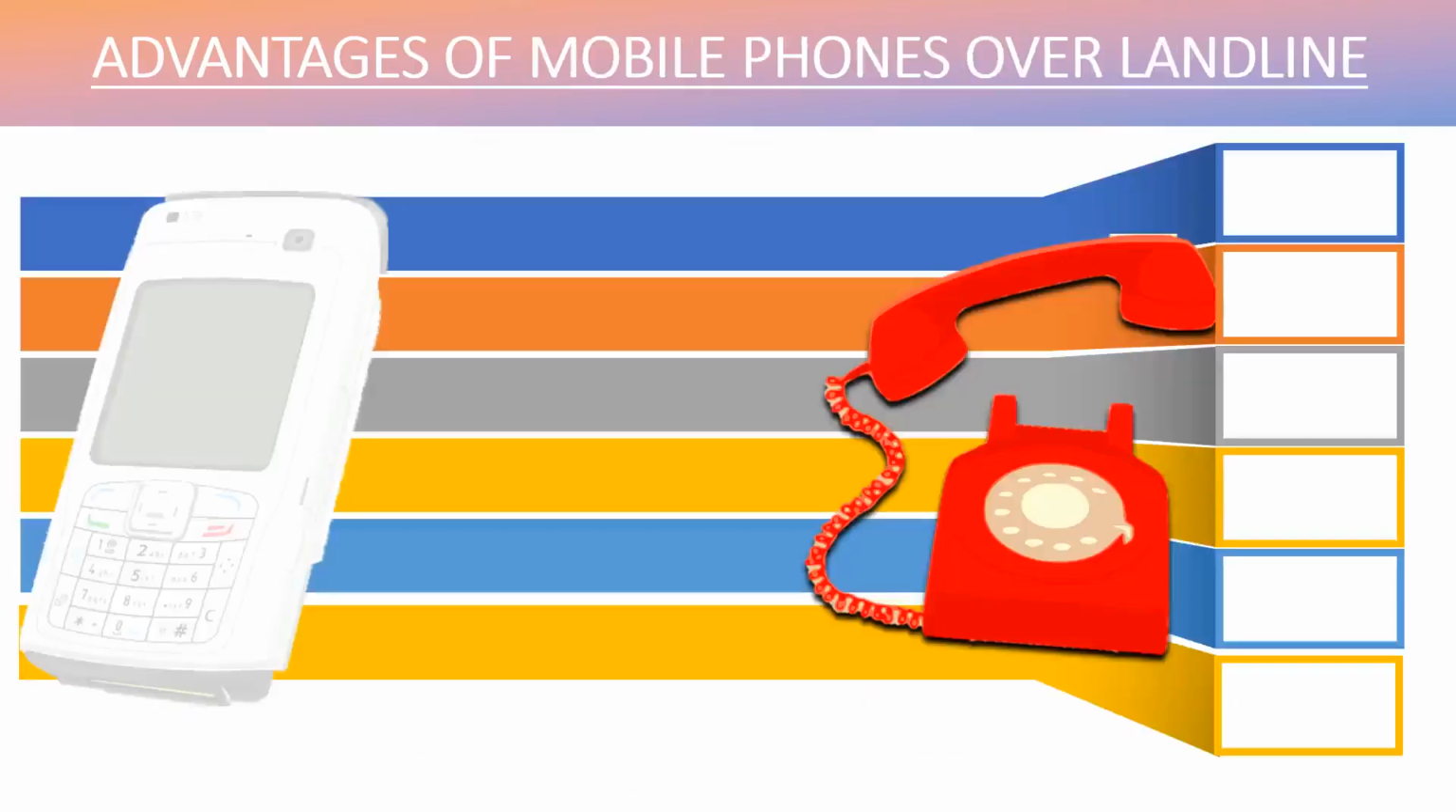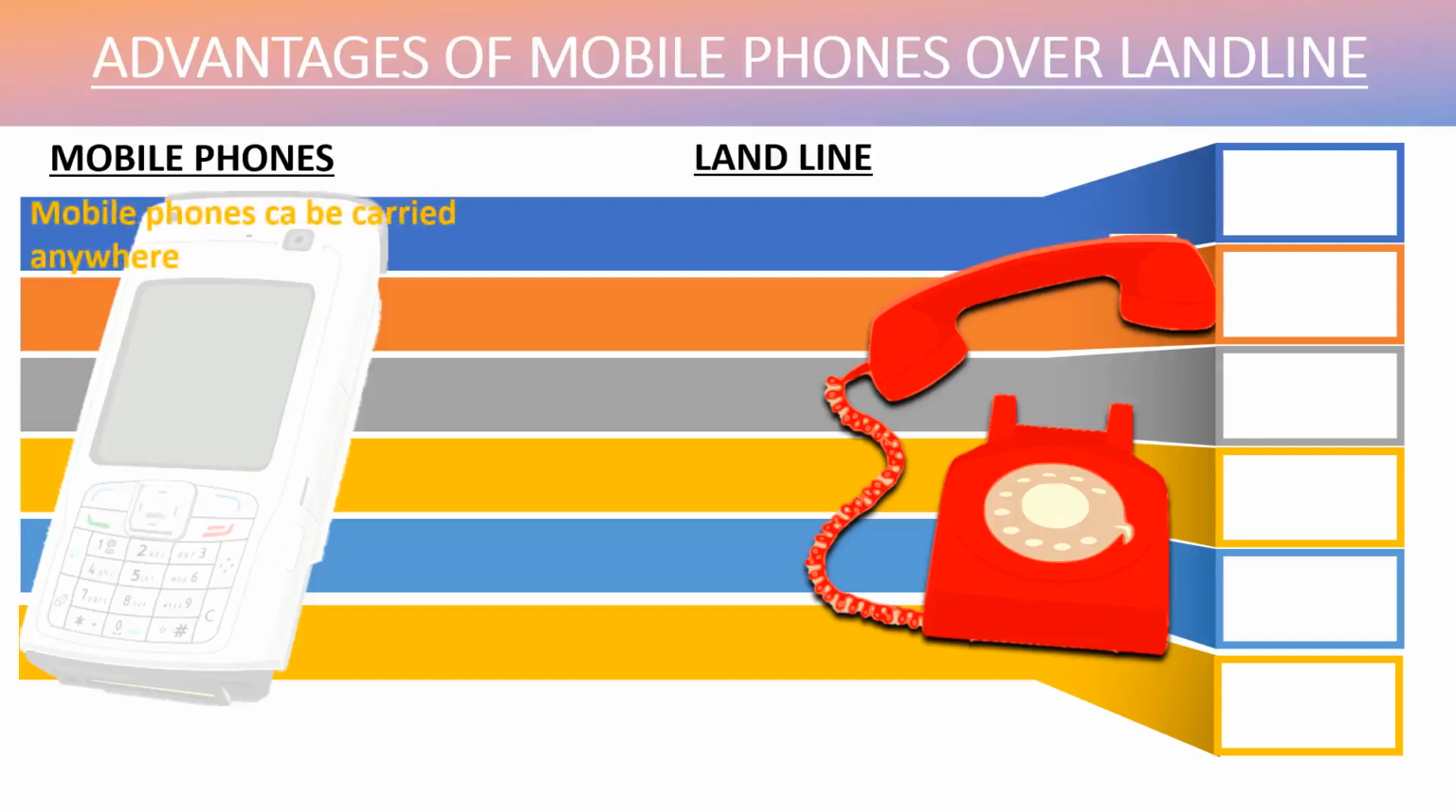We are now going to be looking into the advantages of mobile phones over landlines. And we are saying the very first one is that a mobile phone can be carried anywhere. Wherever you go, you can have it. Like this guy is having his mobile phone in his pocket. Whenever it rings, you just pick it up. If the network is good, you can receive that.